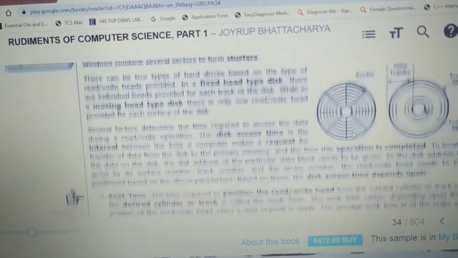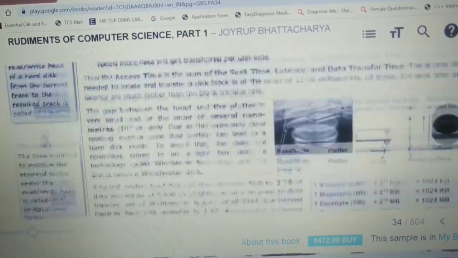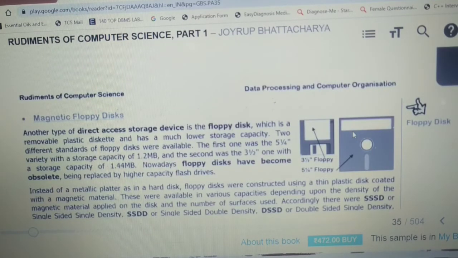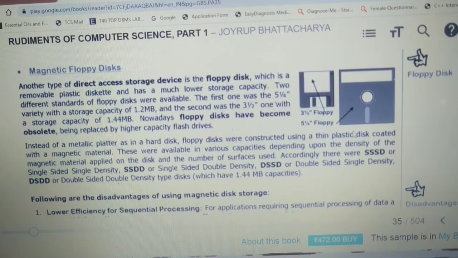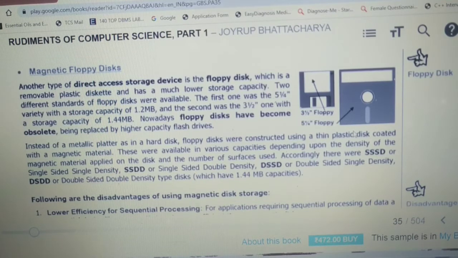Now we are coming to seek time and data transfer rate, which are actually not required. Now we are coming to magnetic floppy disks. Magnetic floppy disks are obsolete nowadays, but these are removable plastic disks which have much lower storage capacity. Two different standards of floppy disks are available. The first one is the 5 1/4 inch variety with a storage capacity of 1.2 MB, and the second one is 3.5 inches with a storage capacity of 1.4 MB.